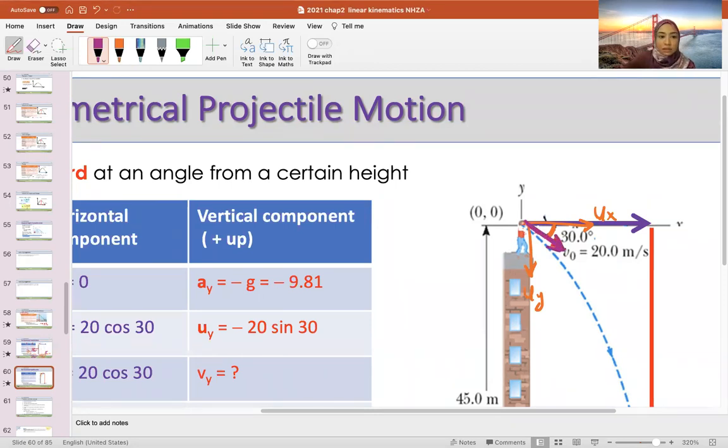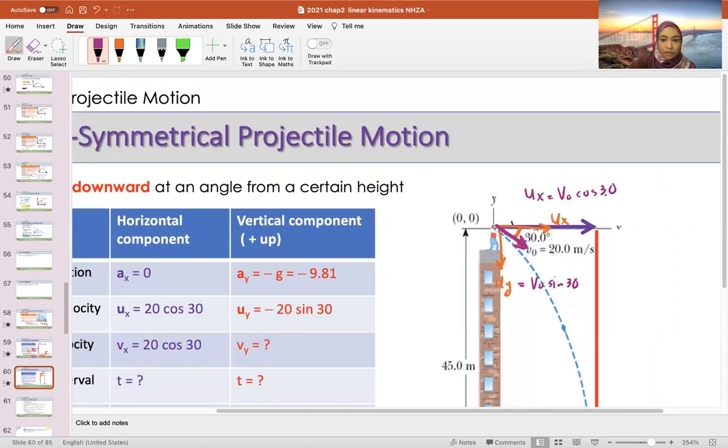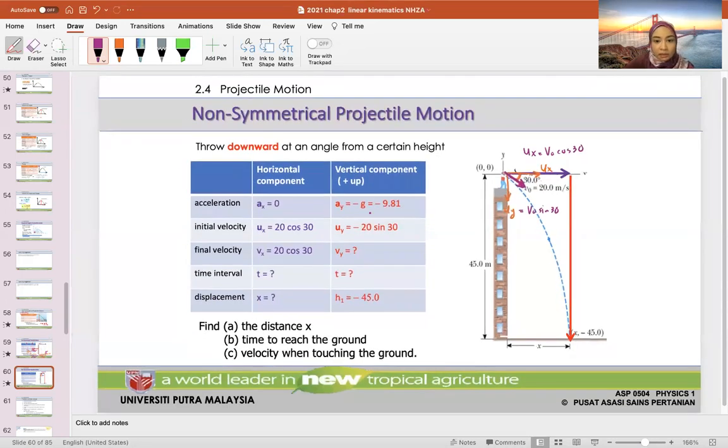So V naught, we want to resolve into the X and Y components, and the X is touching the angle. So no problem here. So ux is simply V naught cosine 30, and uy is V naught sine 30. There's no trick here. It's touching the x-axis, so you don't have to flip the cosine and the sines. Okay, so that is easy. So acceleration is 0 in the X and acceleration is minus 9.81 in the Y.